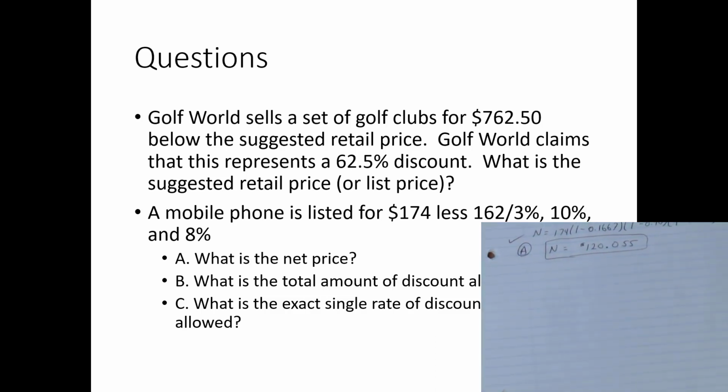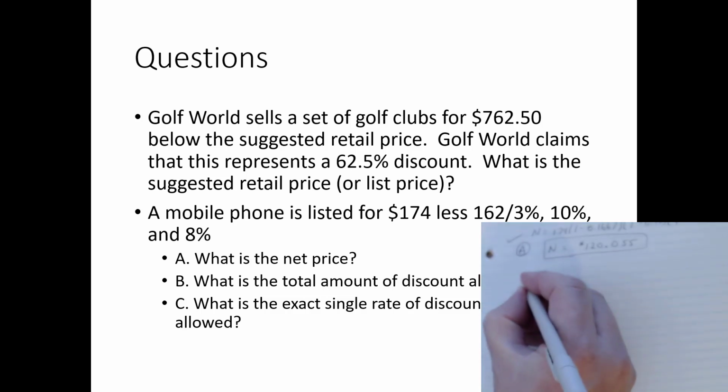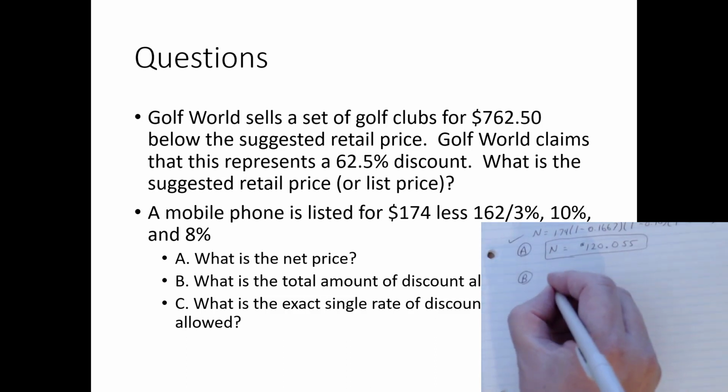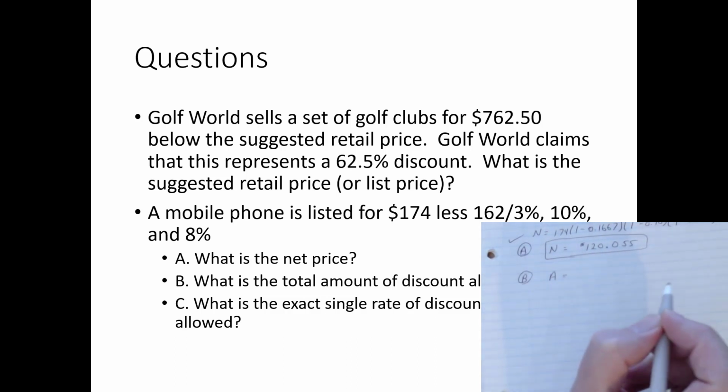Okay. Now we move on to part B. What is the total amount of discount allowed? Keyword, amount of discount. That amount of discount means I am talking about a dollar value. How do I find discount? Well, if I just think of this intuitively, right? That discount is A. Now, I could apply a discount to a list price, but I don't really have a single discount here yet, so that seems complicated.